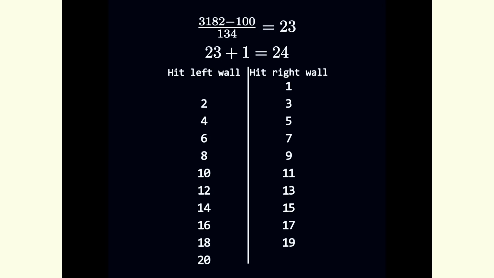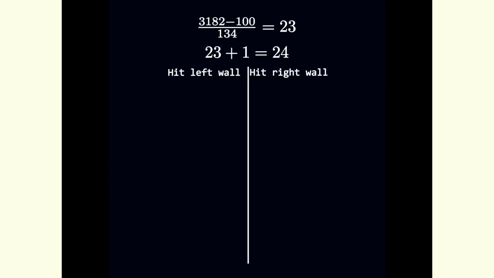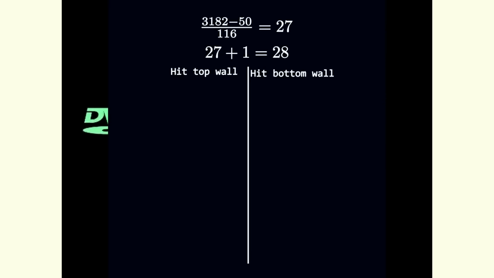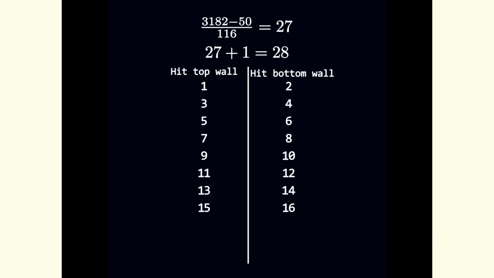If we repeat this process for the vertical period, we get that we hit a top or bottom wall 28 times. Since 28 is even, and we hit the top wall first, we know that we must be hitting the bottom wall as well. Altogether, this means that on frame 3182, we're hitting the bottom left corner.